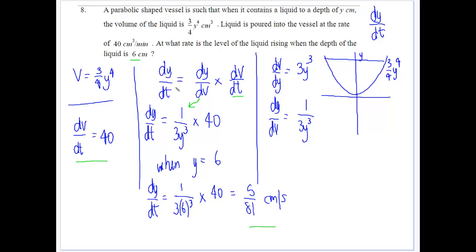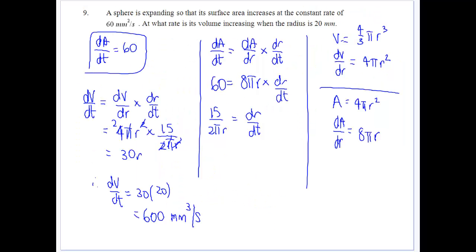So careful of how we manipulate it and what data we're given in the question. We've got a sphere expanding so that the surface area increases at a constant rate of 60 millimeters per second. So dA/dt is equal to 60. We want the rate of the volume increasing. So what we want is dV/dt. We can get dV/dr and dr/dt, but we don't know what our radius is increasing. So we have to do some manipulations first.